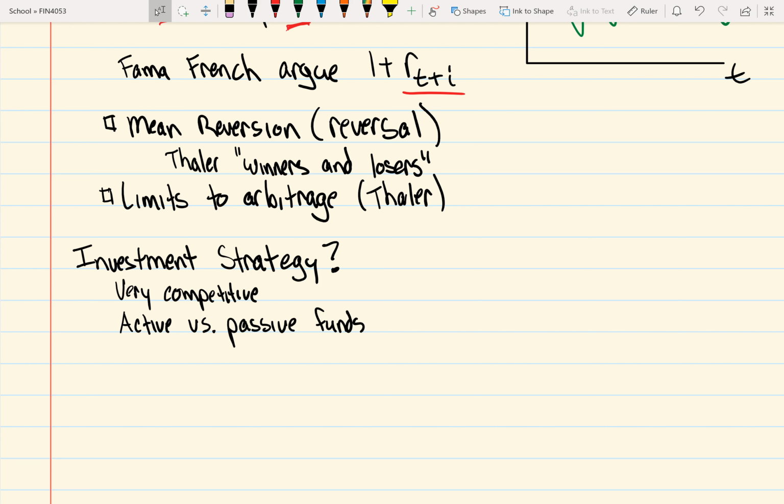However, this relies on the fact that there's so many active funds. So the reason it's perhaps what they call strong form efficient is because there are so many active funds out there trying to arbitrage, essentially, or trying to make money and predict what the future stock prices are going to be.